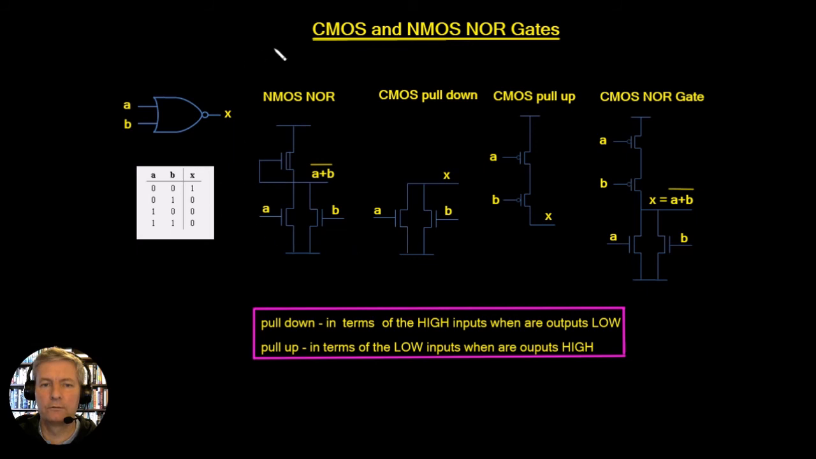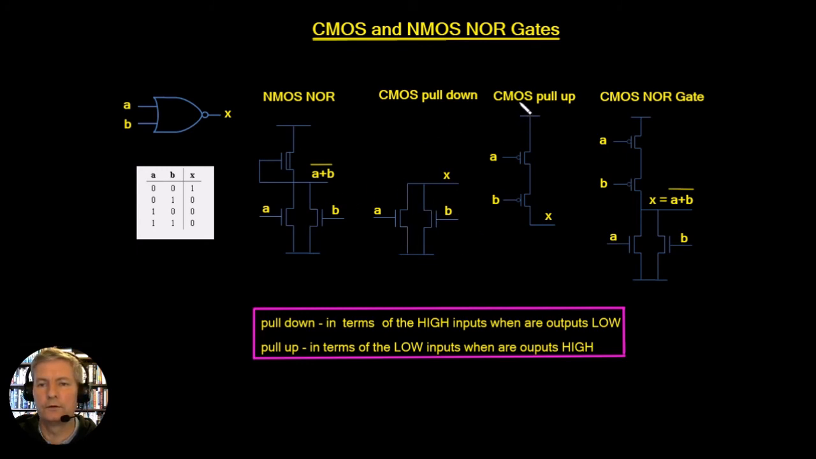So that's a bit of revision, we've seen that previously. Now we know that in order to build this in CMOS, we're going to have a pull up network and a pull down network. So we'll talk through the pull down first and then the pull up. In terms of the pull down, in the top line, it says in terms of the high inputs, we're interested when the outputs are low. Well, this is just the same as we did a second ago when we looked at the NMOS logic, and we can see that we've got the exact same setup. So there's nothing new there.